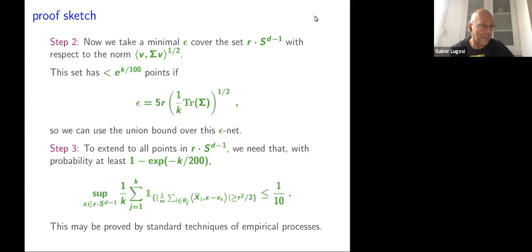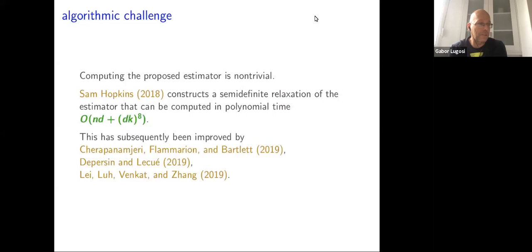Now you see, algorithmically, of course, this is an existence proof, right? And if you want to implement this estimator, then it's going to be just exponential time in the dimension. So in our paper, we posed this challenge to try to come up with a polynomially computable sub-Gaussian estimator.